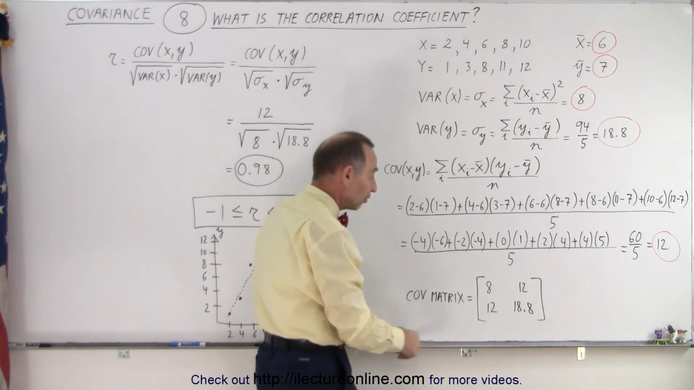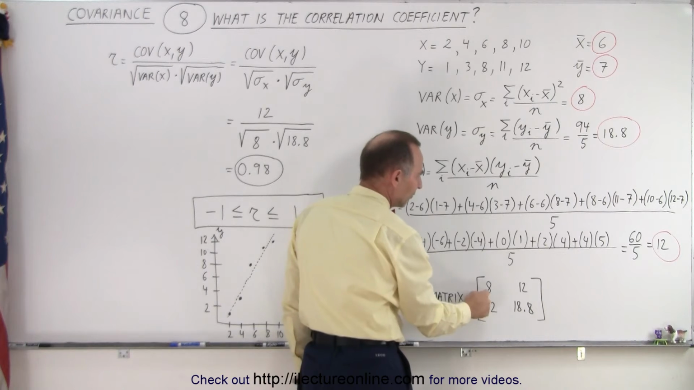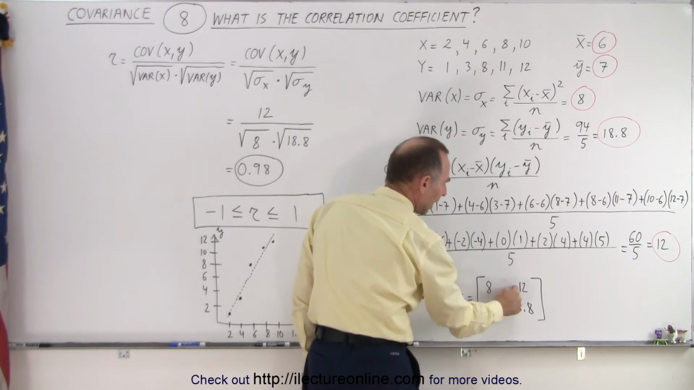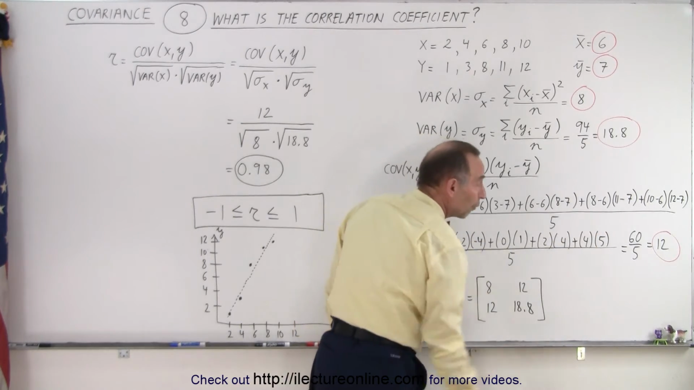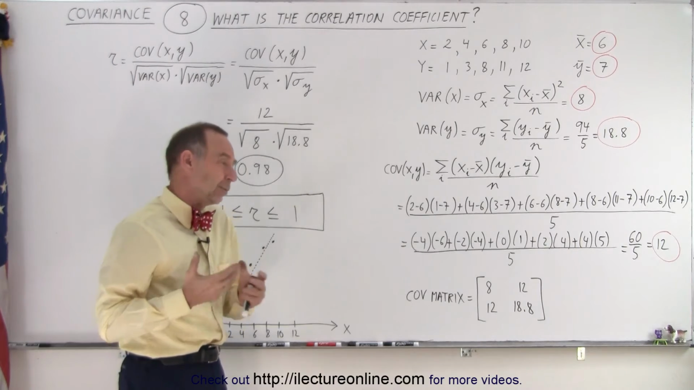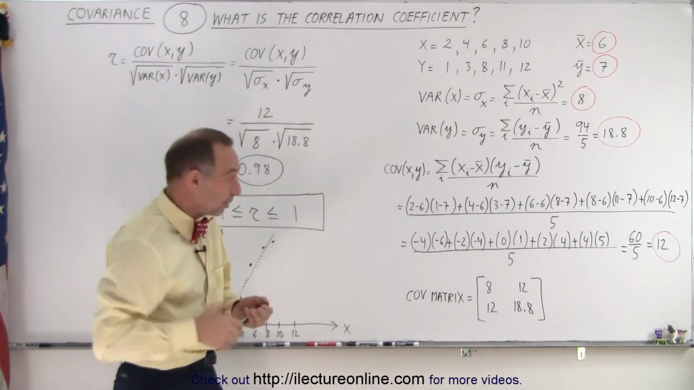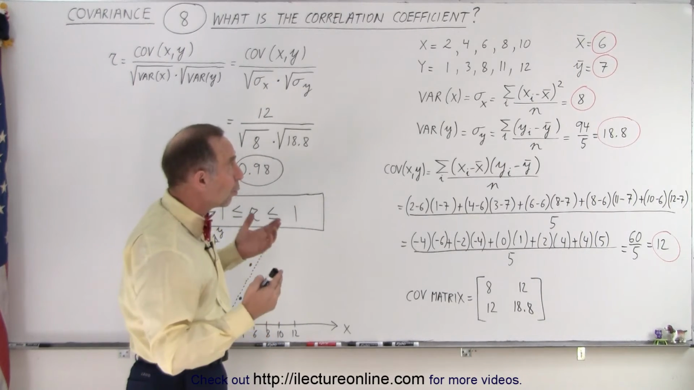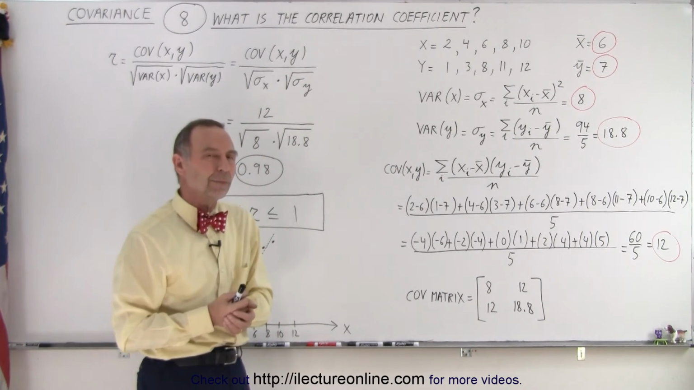So your covariance matrix would look like this. You have the variances along the diagonal, and the off-diagonal elements represent the covariance of the two data sets. But what does 12 really mean? Well, the fact that it's a relatively big number compared to the variances means that there's a relatively strong correlation between them. But how strong?